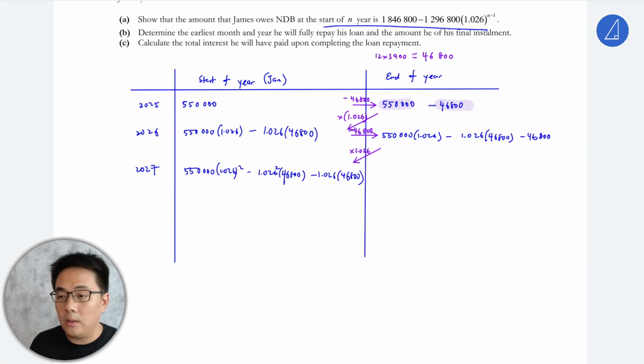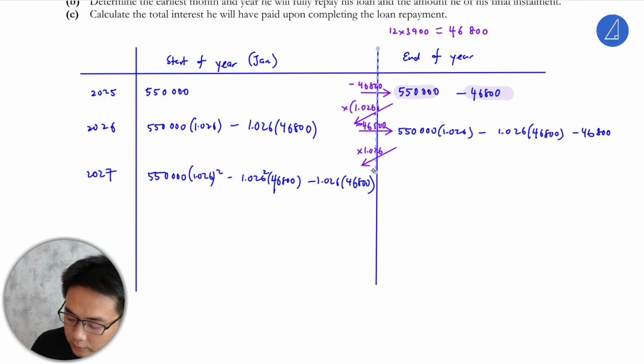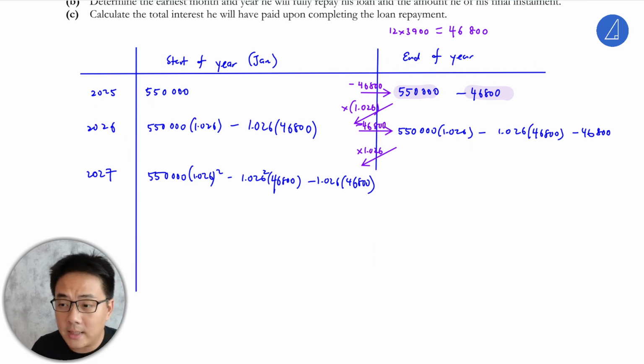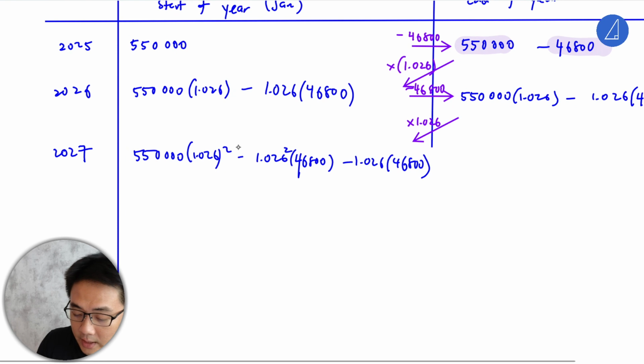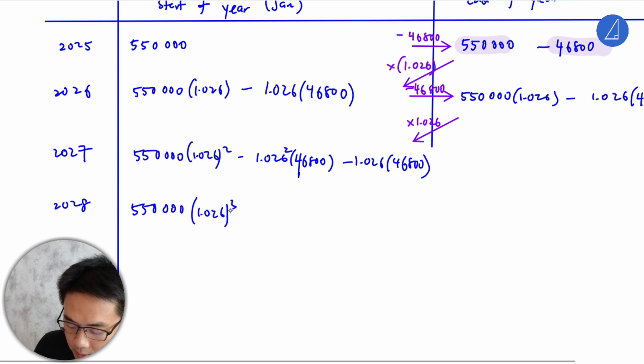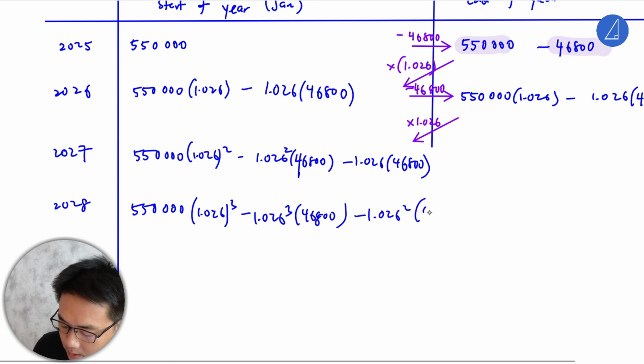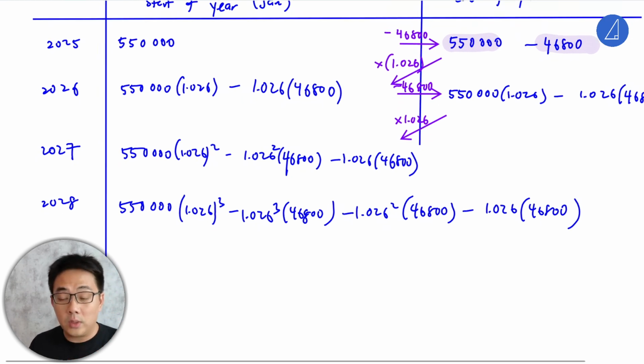You don't need to keep writing. The rule of thumb is, when you can see the general pattern for the next line without writing the intermediate step, that means you can already see the pattern. So in this case, because I need to pattern recognize how much I owe the bank at the start of the year, I will write this as 550000. I know the subsequent line will be about the third year: 550000 times 1.026 cube minus 46800 times 1.026 square, minus 1.026 times 46800. So we could start pattern recognizing.